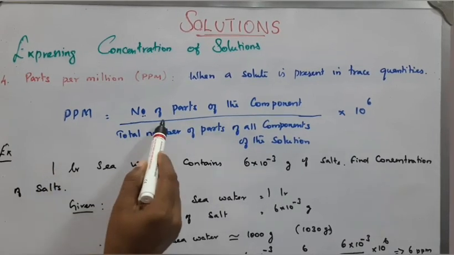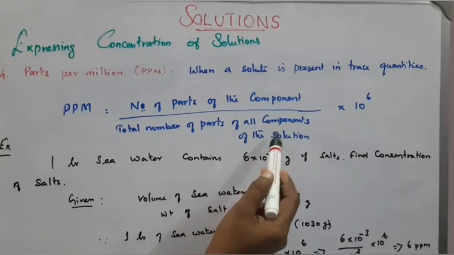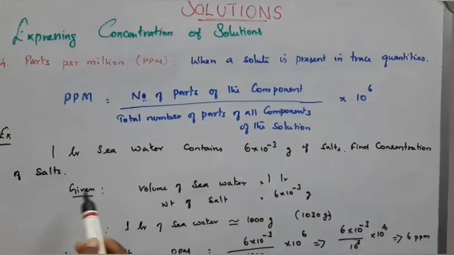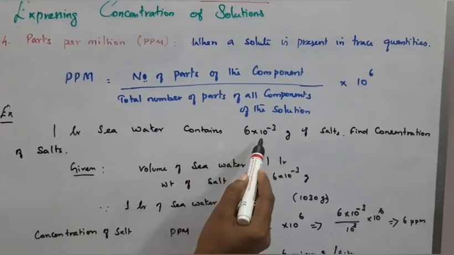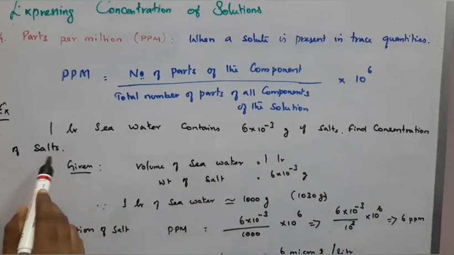Parts per million equals the number of parts of the component divided by the total number of parts of all the components of the solution, multiplied by 10 raised to the power 6. Suppose 1 liter of seawater contains 6 into 10 power minus 3 gram of salts. Find the concentration of salts.